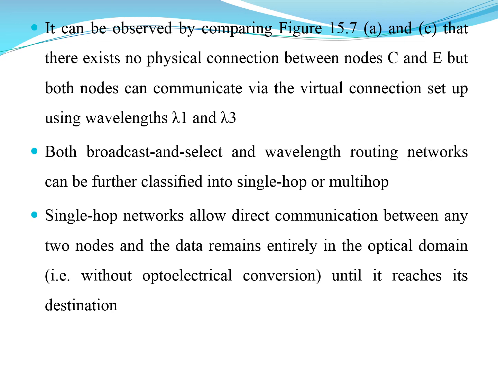And both of these broadcast and select and wavelength routing networks can be further classified into two types, single hop or multi-hop. If I consider single hop networks, they allow direct communication between any two nodes, and the data remains entirely in the optical domain. That is, without any optoelectrical conversion, we communicate between the two different nodes, and it is done until it reaches its destination.